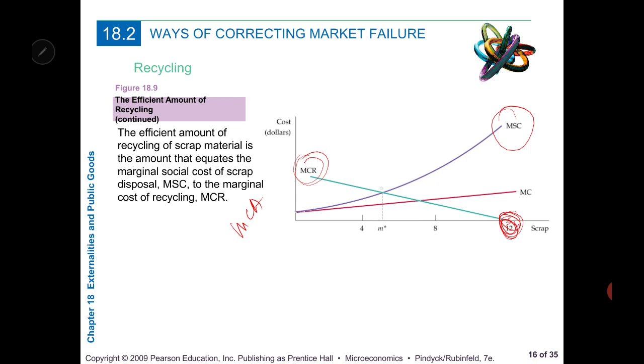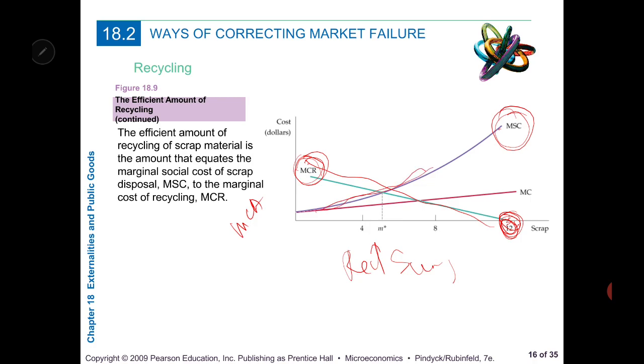But as you recycle, that means your scrap will decline, right? The more you recycle, the more scrap will decline. So when scrap declines, in order to reduce scrap, you must spend money on recycling, and the MCR increases as you recycle more. Okay, so that's how you look at it from left to right, from right to left. The MSC is also the same thing. If you don't recycle, then the marginal cost to the society is high. But if you recycle, the marginal cost to the society will be lower.